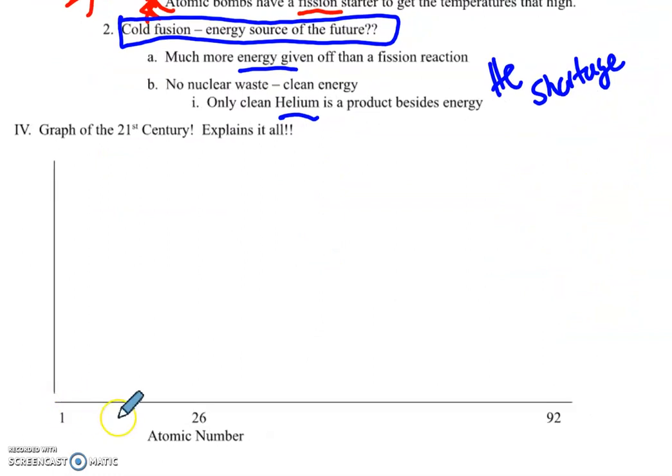So on the x-axis, we have atomic number. We have atomic number 1, that is hydrogen. Atomic number 26, that is iron. And then we have atomic number 92, which is uranium.